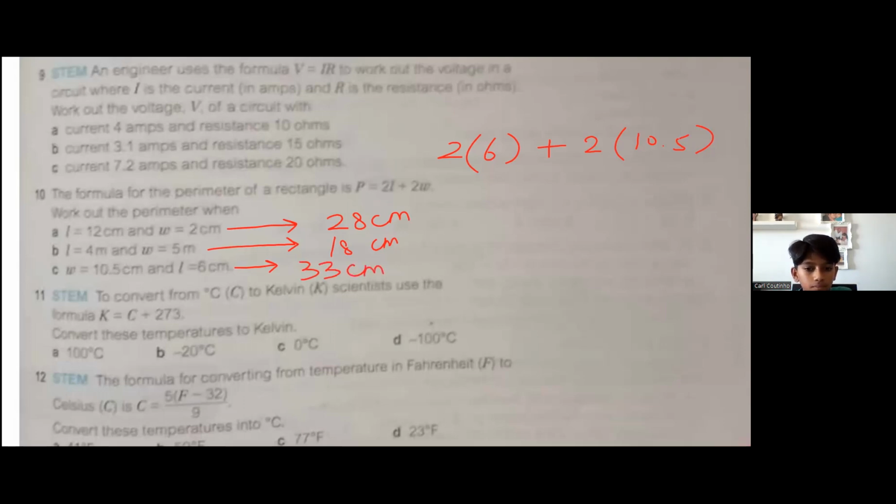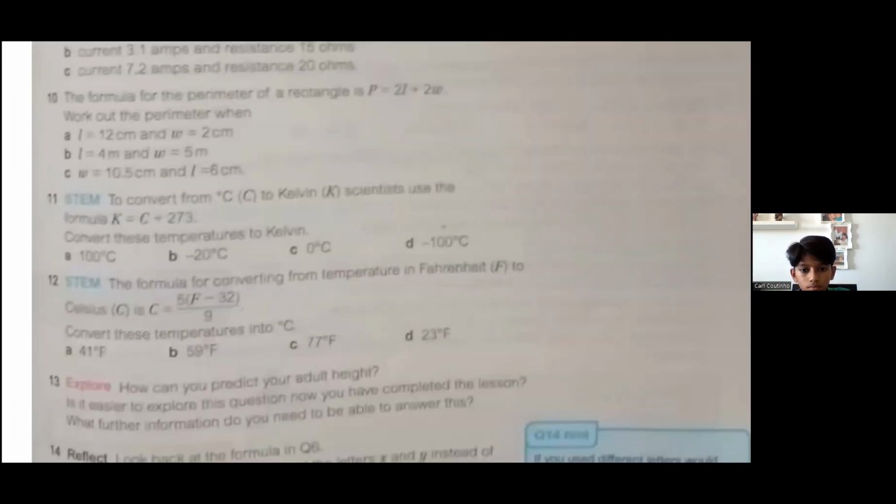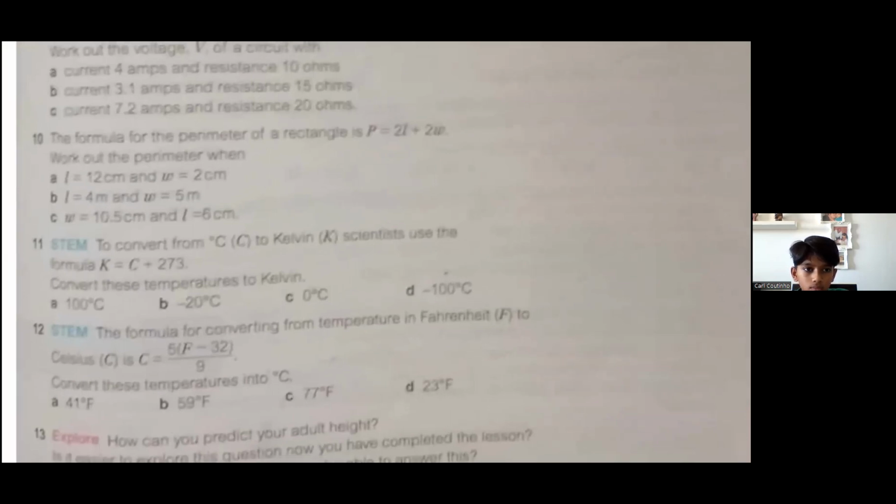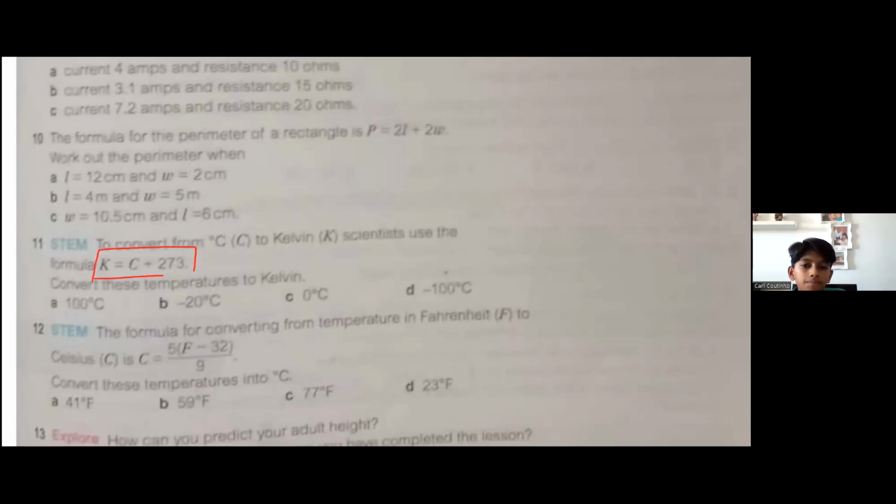Let's see the next one. Question number 11. To convert from degree Celsius to Kelvin, scientists use this formula. These are the two units we use to measure temperature, degree Celsius and Kelvin. We have a relation between Kelvin and Celsius: K is equal to C plus 273. If we have a temperature in Kelvin, we can find it in Celsius using this relation, or if we have a temperature in Celsius, we can find it in Kelvin.